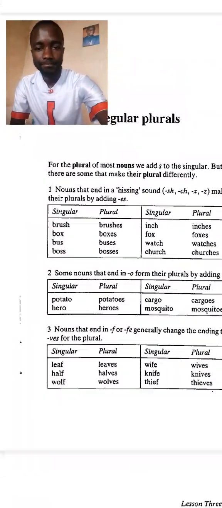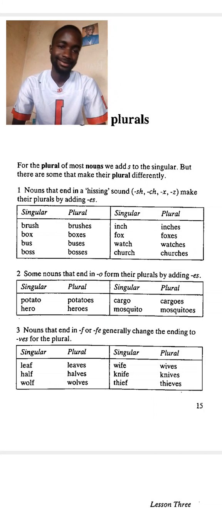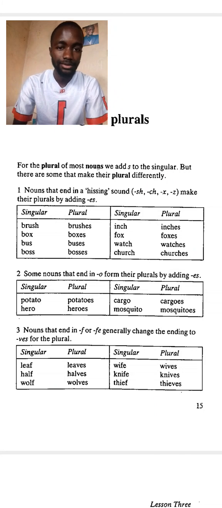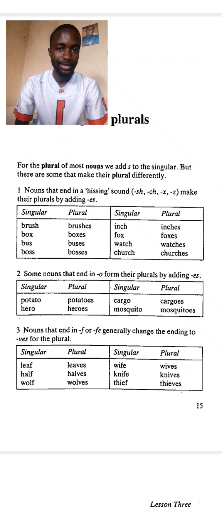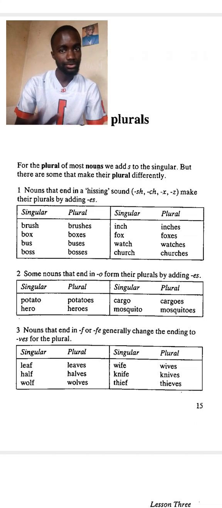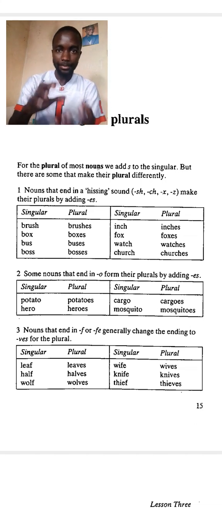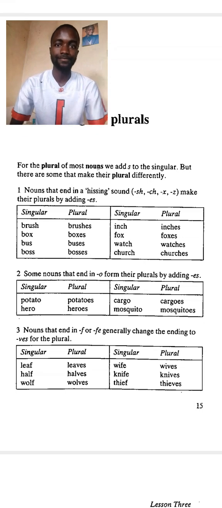Now, we are moving to the second rule. The second rule says, some nouns that end in o form their plurals by adding es. We just add es again. But again, some, not all, some. So you will get to understand that deeper, probably when we go to book 2. But you don't have to worry about that. For now, grab the information, the foundation that I'm giving you. This is enough. As a beginner, it's enough.